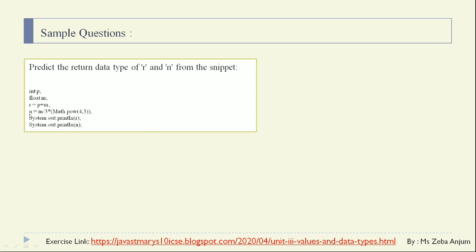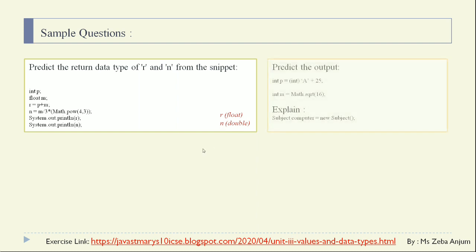In the next line we are having n equals to m divided by 3 multiply math.pow 43. M again of float data type, and we have seen math.pow is actually a power function of the mathematical library, and it is always returning the data type double. So in float and double, double is at the highest hierarchy, so again this n will be of double data type. So this is the answer, R is of float data type and n is of double data type.